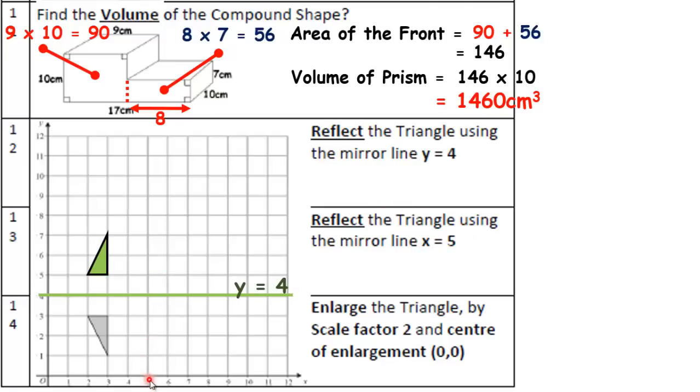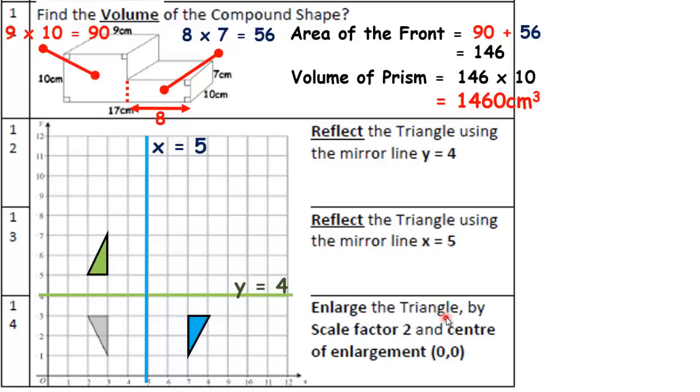Reflect the triangle using the mirror line x equals 5. X equals 5 is over here. So that's the x-axis. 5 is over there. Draw my line through that. That's x equals 5. I'm going to reflect this triangle along this line. So it's going to be flipped over as well. And it's going to be 2 squares away on the other side. So it's going to be over there. Okay, again, make sure you're really comfortable with that. That's the answer to part of question 13.